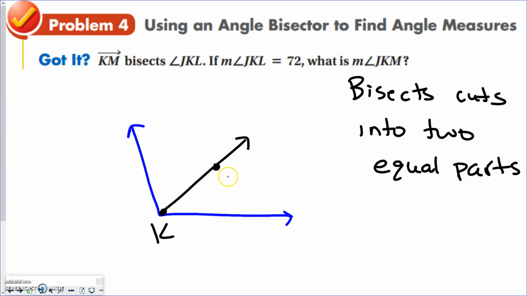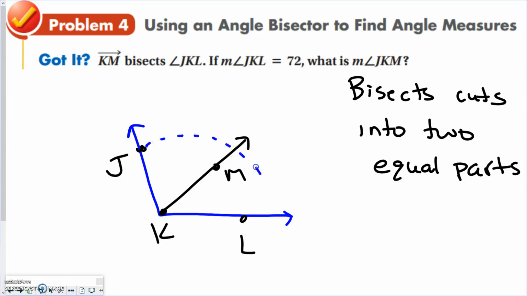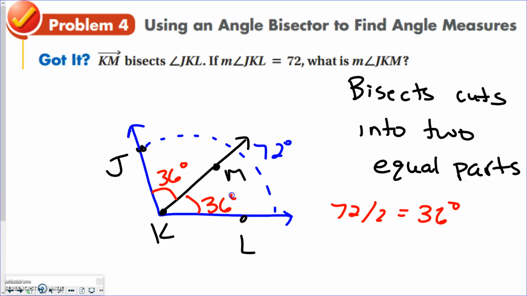Okay, so I had some ray KM which bisected my angle JKL. If JKL, which is my larger angle, is 72 degrees, what is JKM? Well, we just said that if it bisects, JKM and MKL are equal to one another. So what two angle measures are the same and add up to 72? All we have to do is, what is 72 divided by 2? And that's 36. So each angle must be 36 degrees.